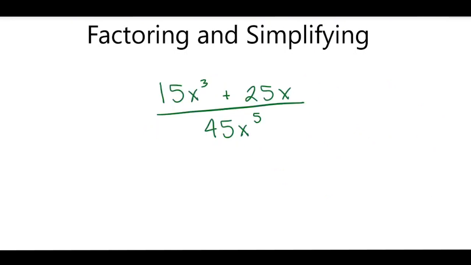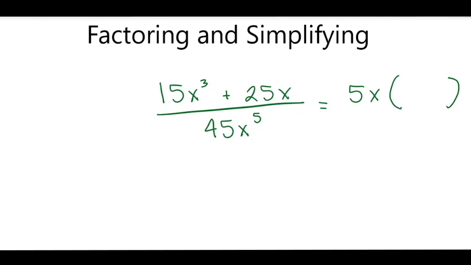So here I have 15x to the third plus 25x all over 45x to the fifth. My first step in a problem like this is to factor out of this binomial on top anything I can. So what can I factor out of 15x to the third plus 25x? Well, 15 and 25 can both be divided by 5. And I notice that there is an x in both of the terms, and the lowest exponent being 1, I will leave it as 5x.